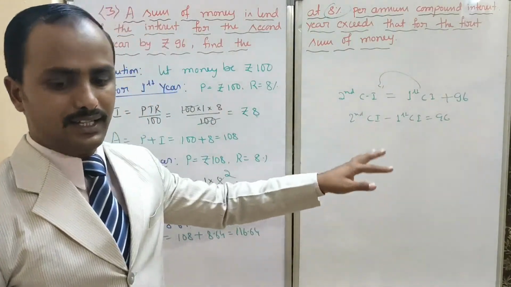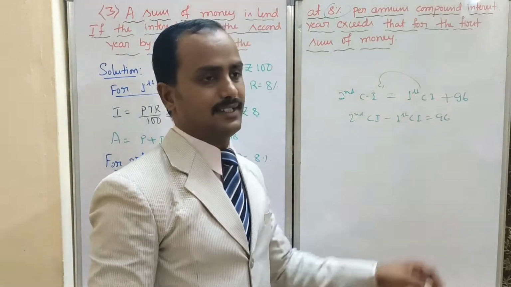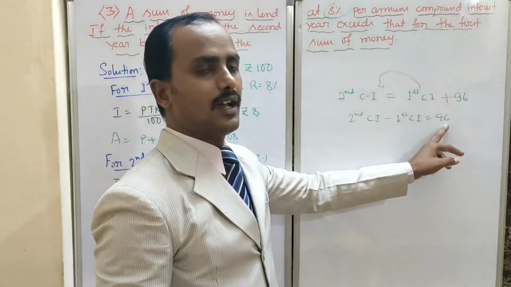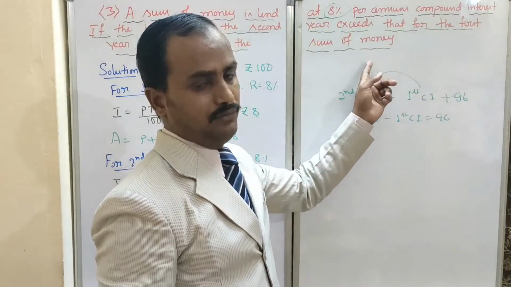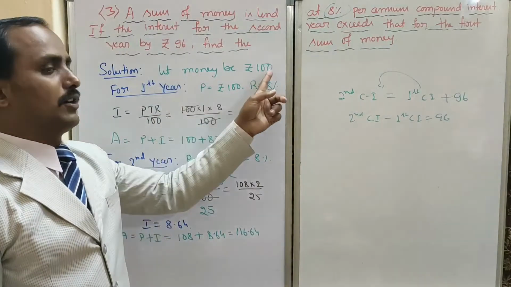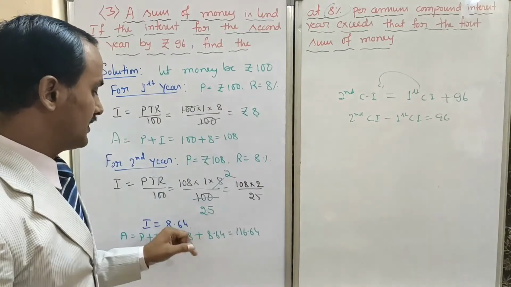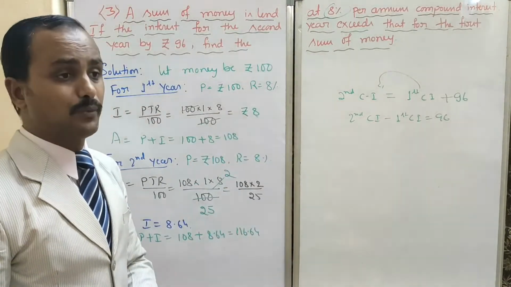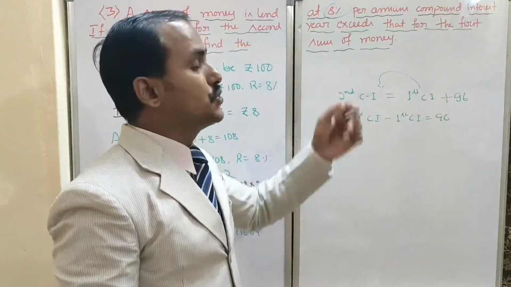The difference between the interest amount of the second year and the first year is 96. Like here also, actually this is the actual difference of compound interest in the actual money. We don't know that, we are finding it. But I consider the money is 100 rupees. For this 100 rupees principal amount, the first year interest is 8 rupees and the second year interest is 8.64. The difference, how much will come? 0.64 rupees. By using these two data, I will find the actual money.